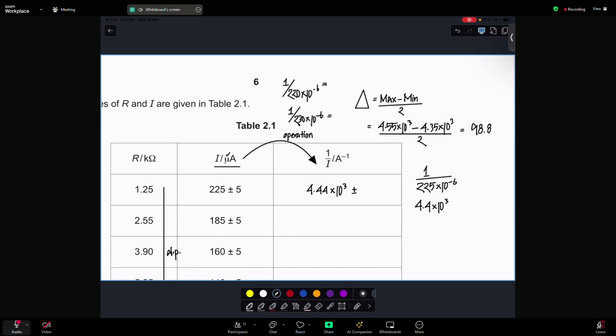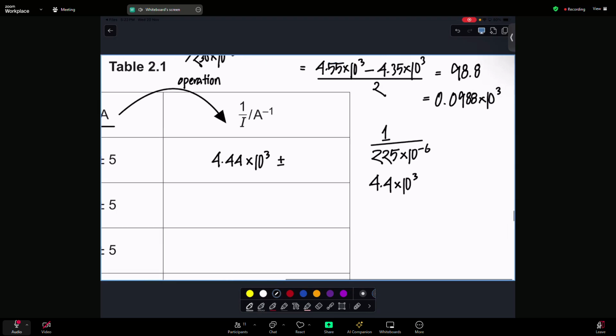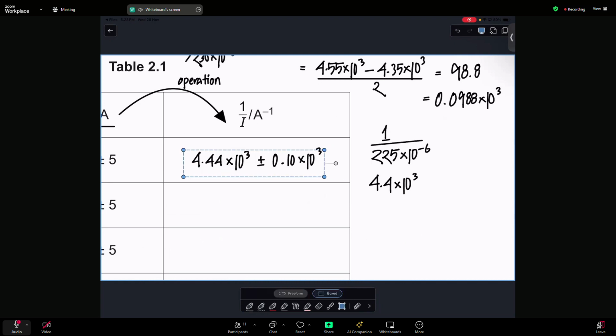98.8. Can you divide this by 1000? Because I want to write this in the power of 10 to the power 3. 0.0988 into 10 to the power 3. Do you remember when we write uncertainty, we have to maintain that same power and everything? So what should it be? 0.10 into 10 to the power 3, right? That is the uncertainty for this.